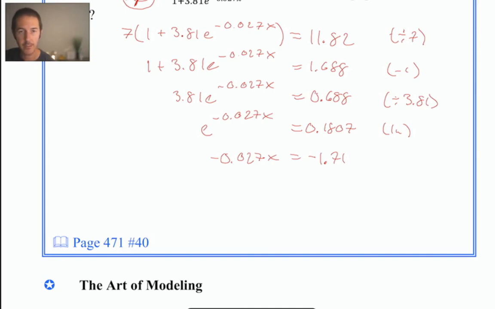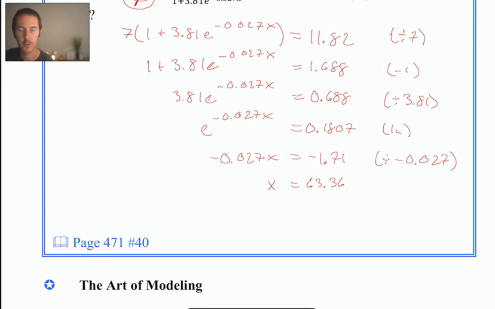And then I'm going to divide by the coefficient on the left-hand side. So let's divide both sides of our equation by negative 0.027, leaving us just with the x on the left-hand side. In my calculator, I'm hitting divided by negative, which is not a minus sign, it's a negative sign, 0.027, enter, and I get 63.36 approximately. 63.36.